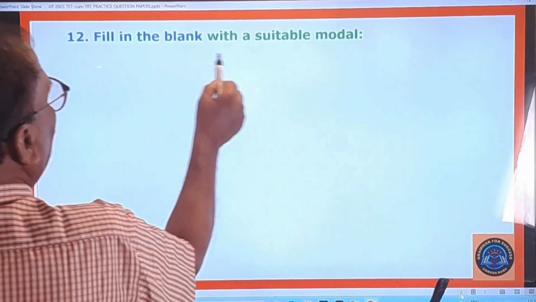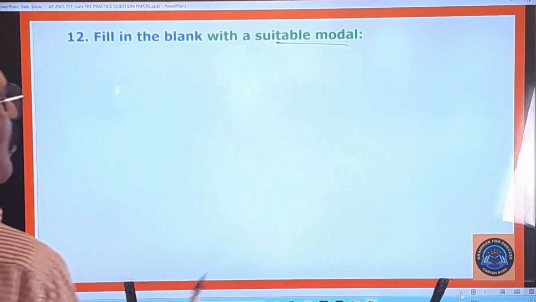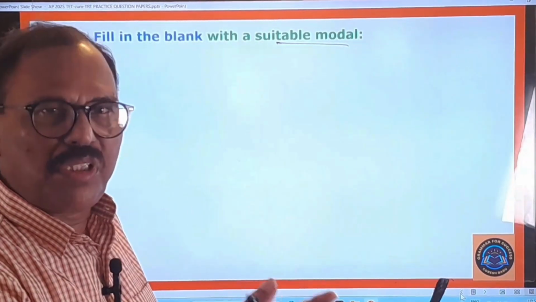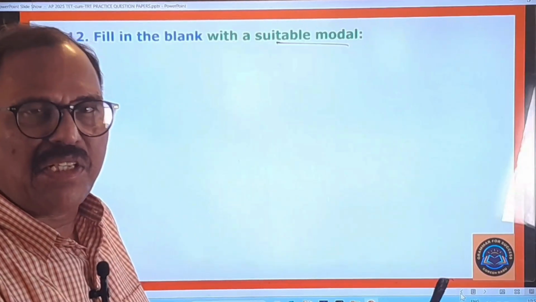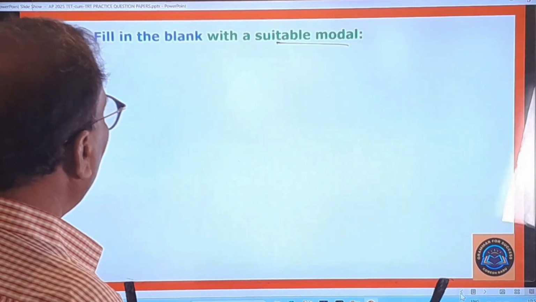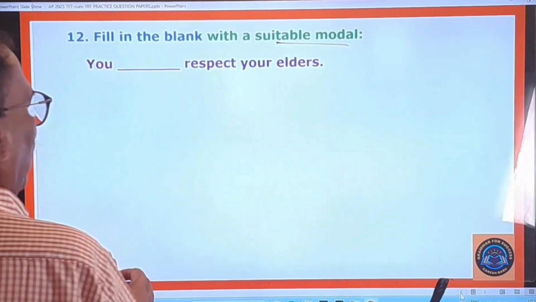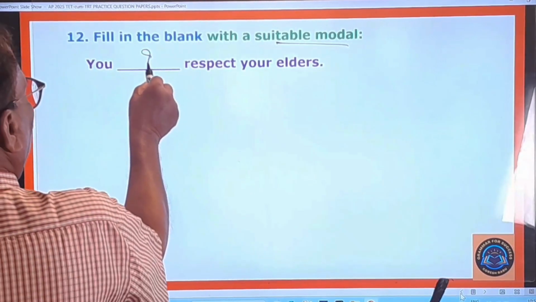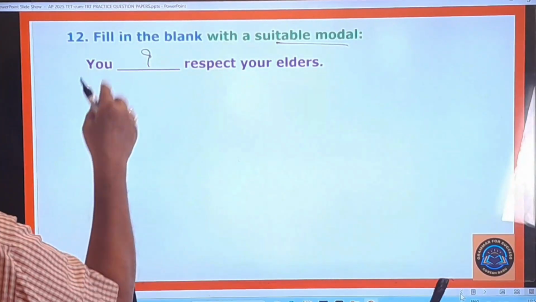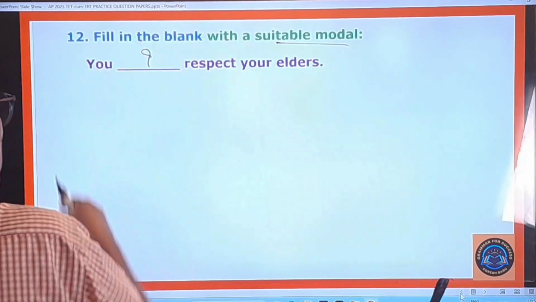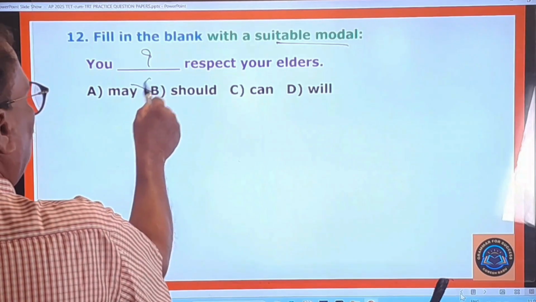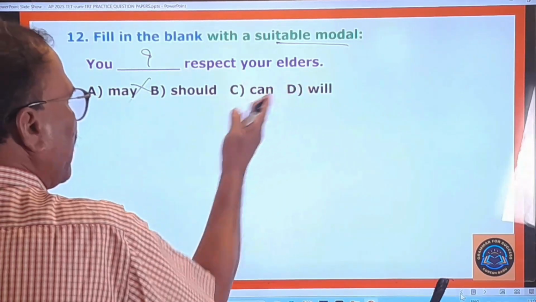12th one, fill in the blank with a suitable modal. About the modal auxiliaries, you know very well. Should, would, can, could, may, might, must. These are all called modal auxiliaries. And here he is asking you to use the suitable modal auxiliary in the given blank. Some blank is given here. He says, you dash respect your elders. What modal auxiliary should be used in this blank? Let us look at the given options. May. This is not the right one. You may respect your elders.